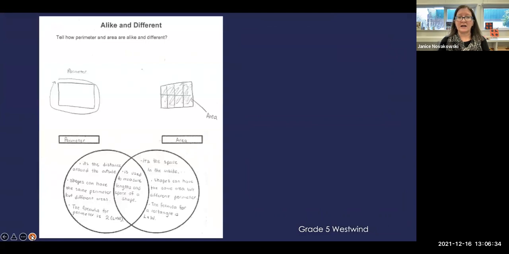In a grade 5 class at Westwind Elementary, a teacher used the alike and different routine that they had done throughout the year as a form of formative assessment to get a check-in to see how students were understanding these 2 concepts. So they began by defining or showing a visual image to explain what perimeter was and what area was, and then looking at those 2 concepts and looking for similarities and differences. And they could record in a Venn diagram or turn the paper over and show that in a different way.